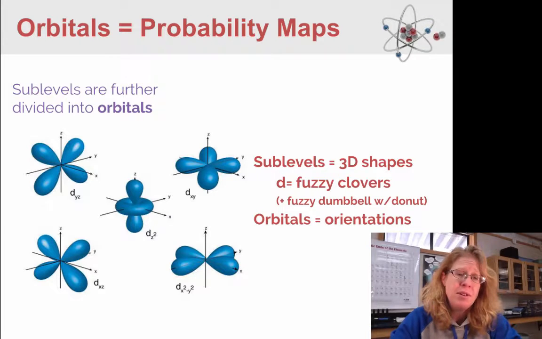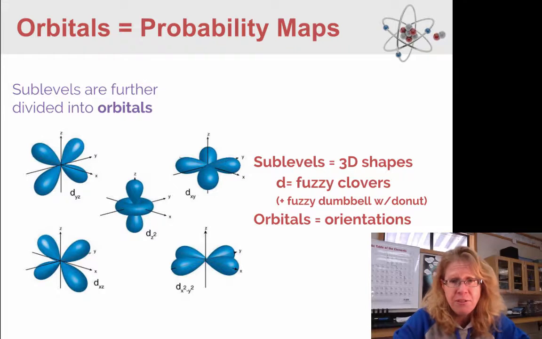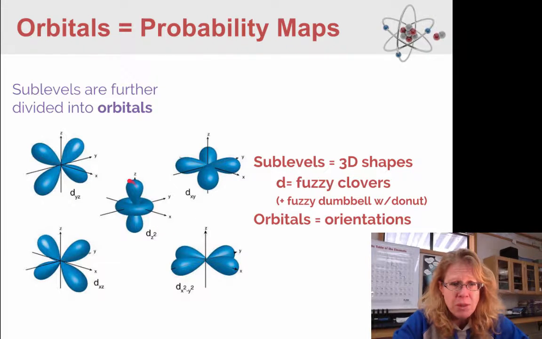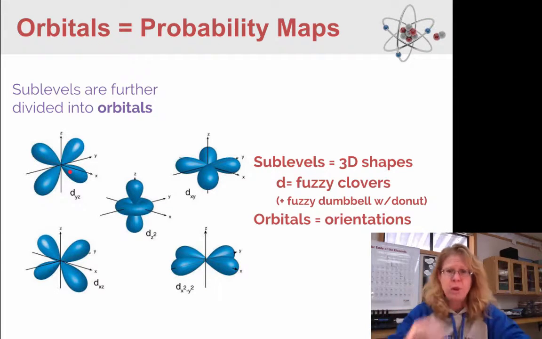The electrons, in a sense, have to get more and more creative about how they're spending their time. So the D sublevel is further divided into a bunch of different orbitals. And in fact, it's 5. Most of the shapes of the D sublevels tend to be fuzzy clovers, except for this cool one, which is a dumbbell with a donut around its middle. I like that one, that's my favorite. But most of these are fuzzy clover leaf shapes. They've got 4 different lobes to them.